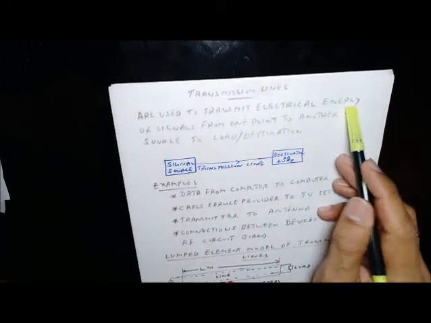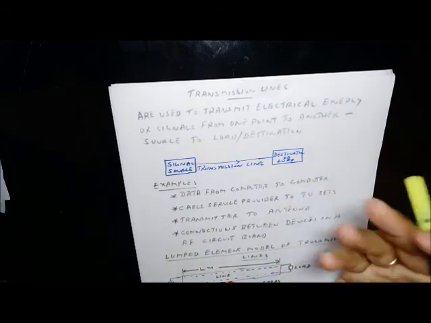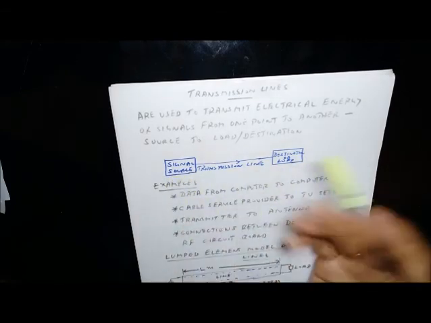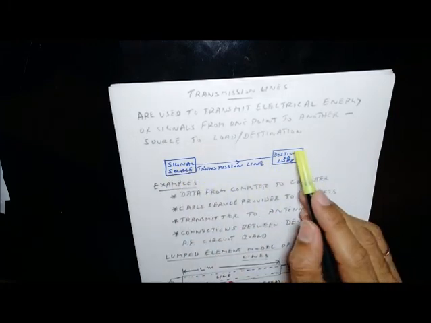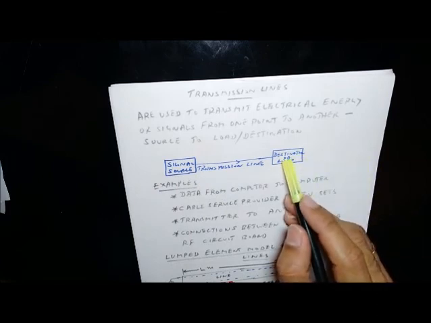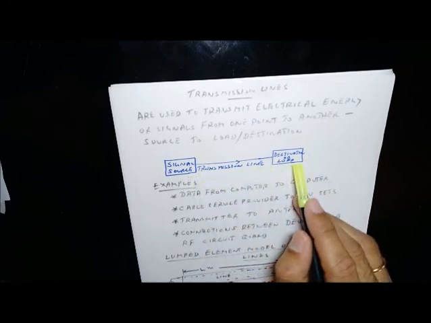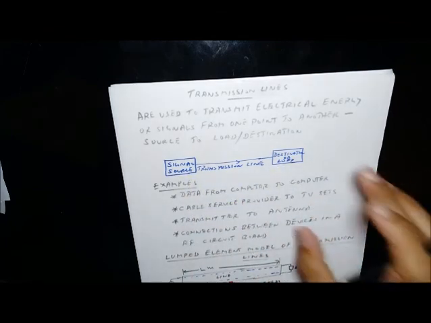Okay, so transmission lines are used to transmit electrical energy or signals from one point to another, and these two points are usually the source and the load, or the source and the destination. Schematically, it can be represented like this, which is a very simple block diagram. You have the signal source over here and the destination or the load at a certain distance from the signal source, and the transmission line connects the signal source to the destination or the load, and it carries the signals from the signal source to the destination or the load.